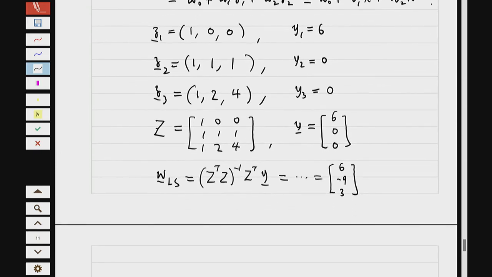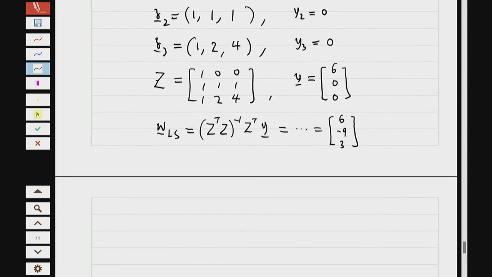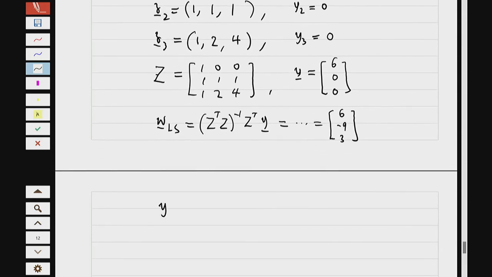Everyone okay so far? Oh, after some messy calculation, the matrices and so on, you have to use a calculator or MATLAB or whatever. You don't have to, but why waste time? So that means what? Y is equal to 6 minus 9 z1 plus 3 z2, right? That's our linear solution then. The linear regression solution. Everyone okay? Yeah?